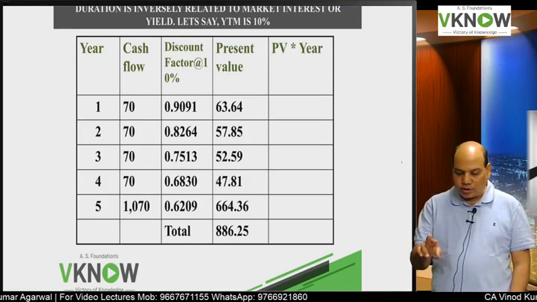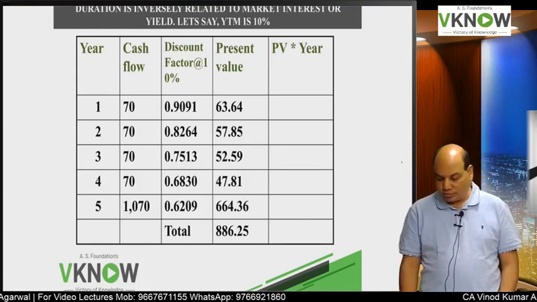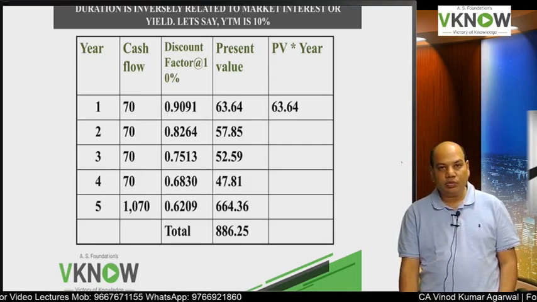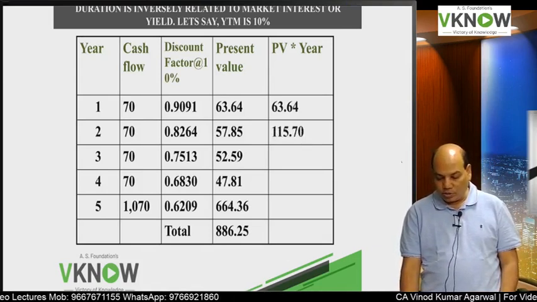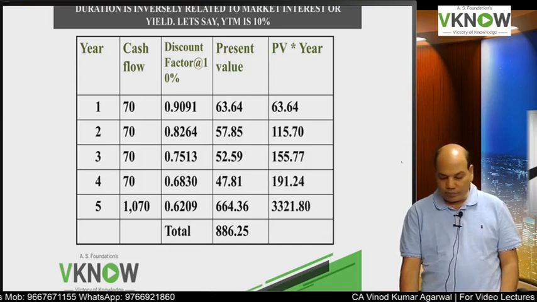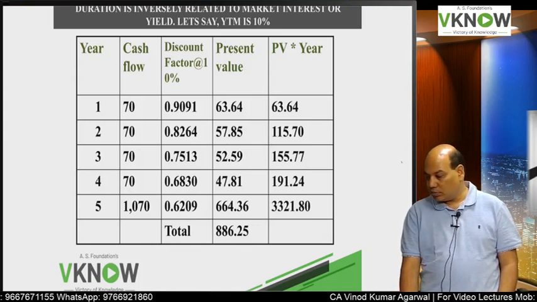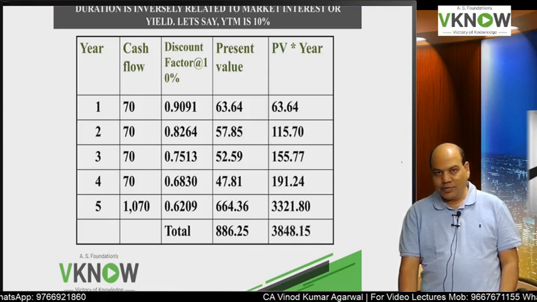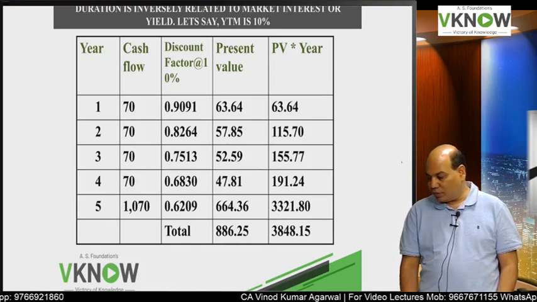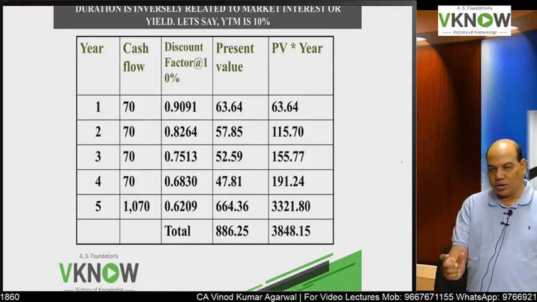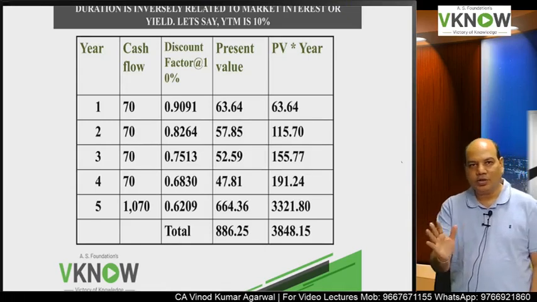And now you do the same thing. You multiply year into present value. Use memory plus. Year into present value equal to memory plus. Check the answer. Anybody? Total of last column. $3848.15. Check the answer. 3848. After decimal it is slightly different. It is okay.